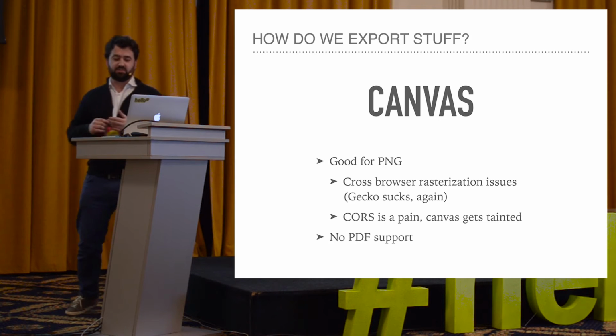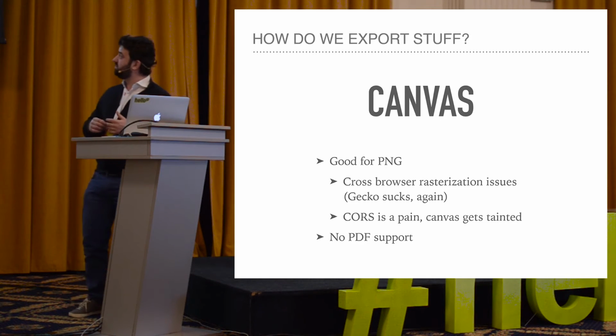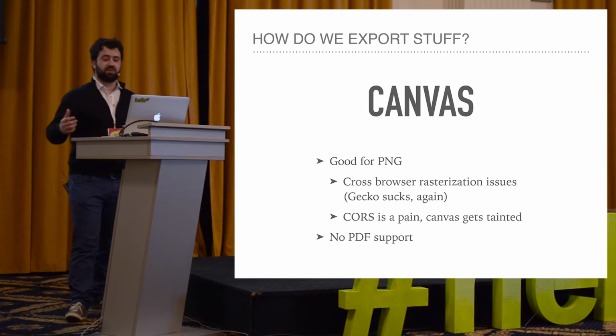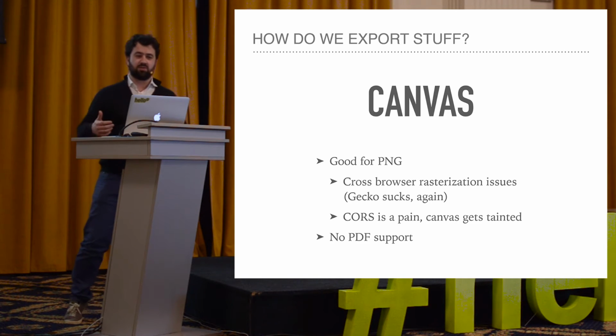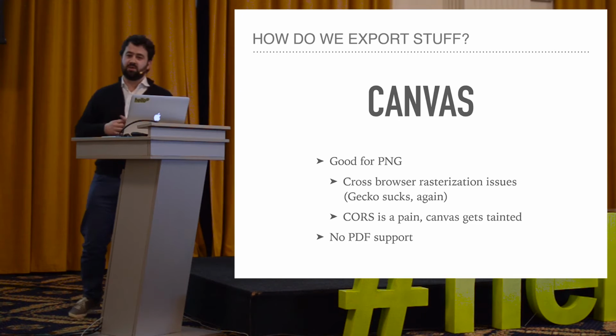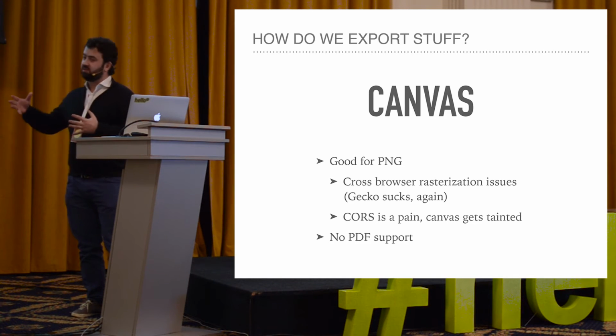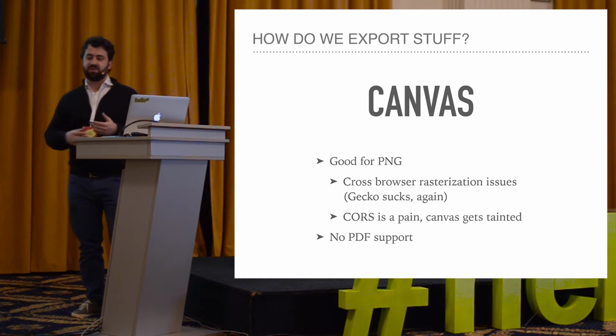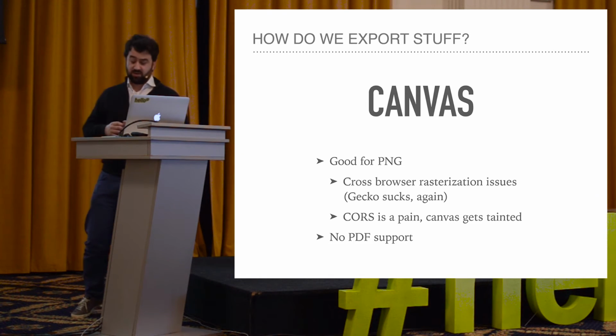So we did a comparison. Canvas is good for PNG, but you have cross-browser rasterization issues with this function. For instance, Gecko, which means Firefox, would render the contents of an element like a different, very old browser, with poor anti-alias support and so on.